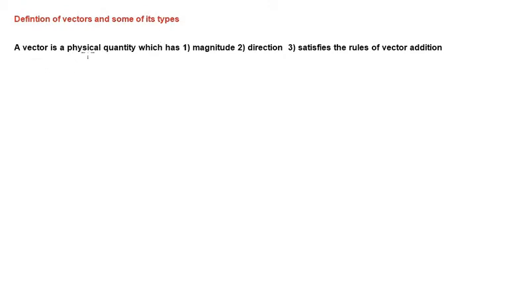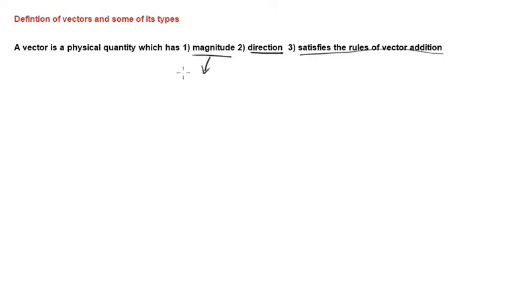A vector is a physical quantity just like mass, length, time, but the only difference is that the vector has direction along with its magnitude. So a vector is a physical quantity which has magnitude as well as direction, and it should satisfy the rules of vector addition. Now let us understand these terms one by one.